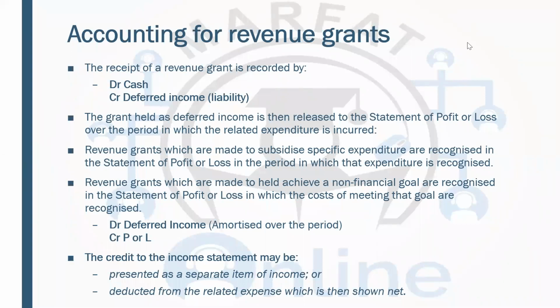Okay, now we are going to discuss the accounting for the revenue grants. I've already told you that revenue grants are grants other than the capital grant. A capital grant is for the acquisition of an asset. Other than that, for example, if it is for wages and salaries, to continue operations in a deprived area, to train a number of people, or to achieve a non-financial goal, it can be anything other than a capital grant.